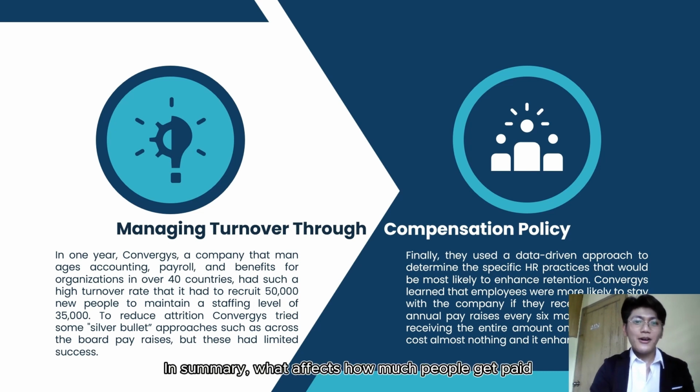In summary, what affects how much people get paid is quite complex in today's workplaces. It's not just about how long someone has been working or how well they do their job. Other things like their experiences, education, skills, and how long they've been with the company also play a role. To make sure employees are paid fairly and motivated, organizations need to consider all of these factors when deciding compensation.